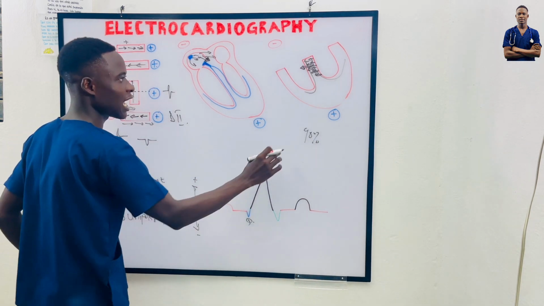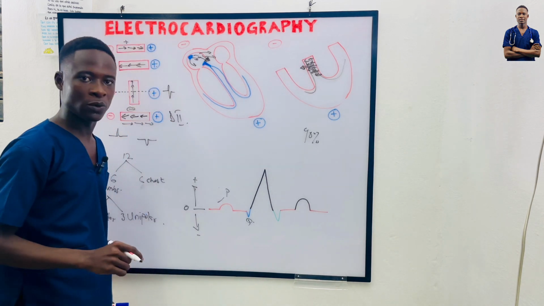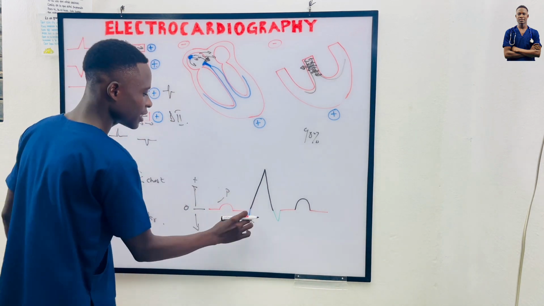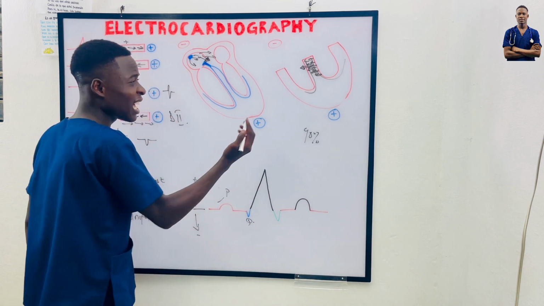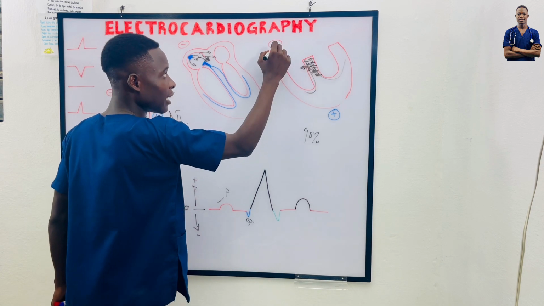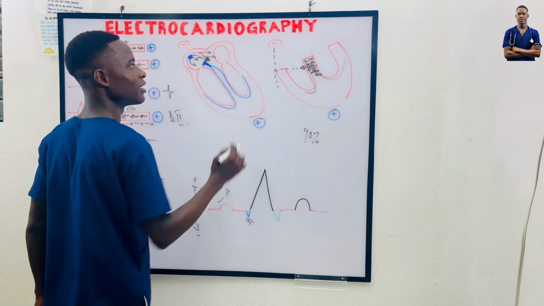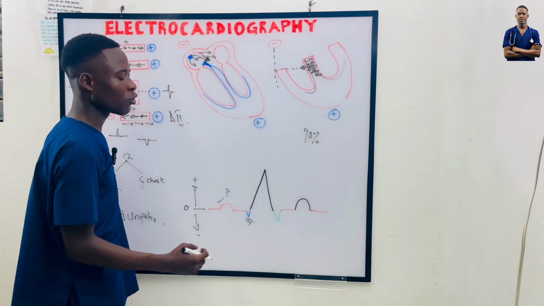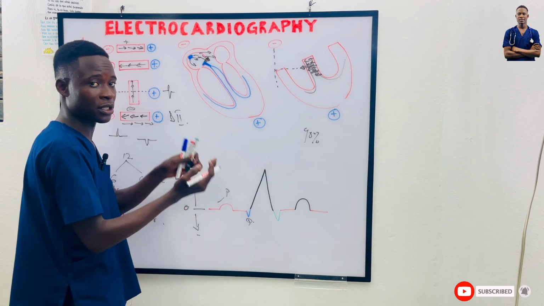So this is the depolarization of the septum wall of the ventricle. And sometimes this doesn't appear. When it doesn't appear, that means this vector moves perpendicular to the electrode, and because of that we couldn't read it. Do you understand? As a positive or negative.